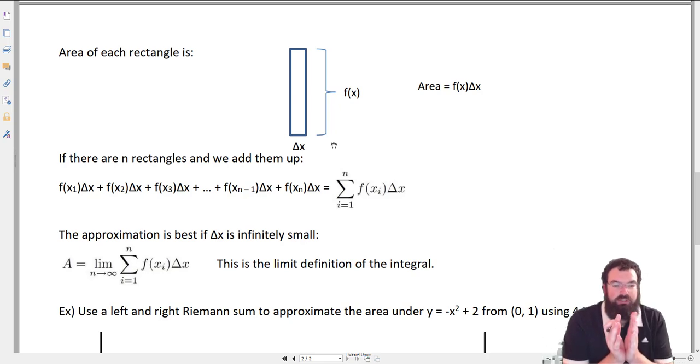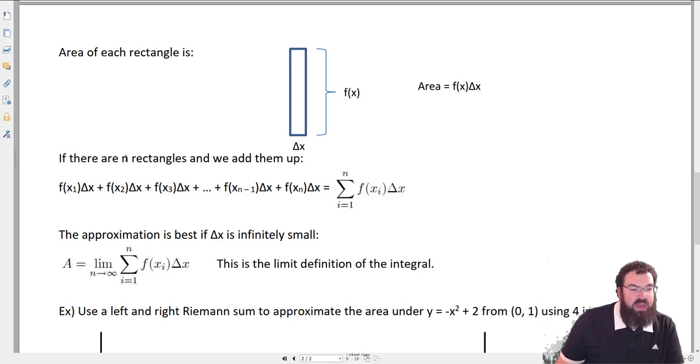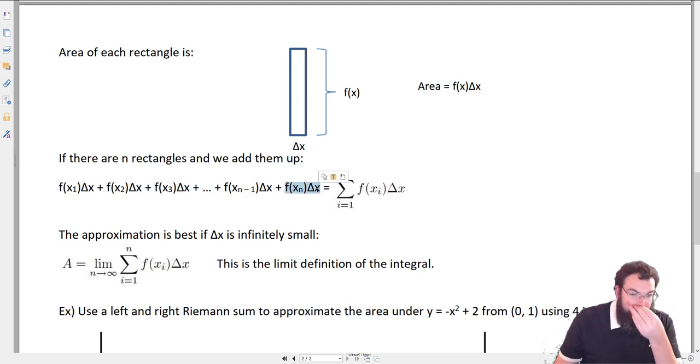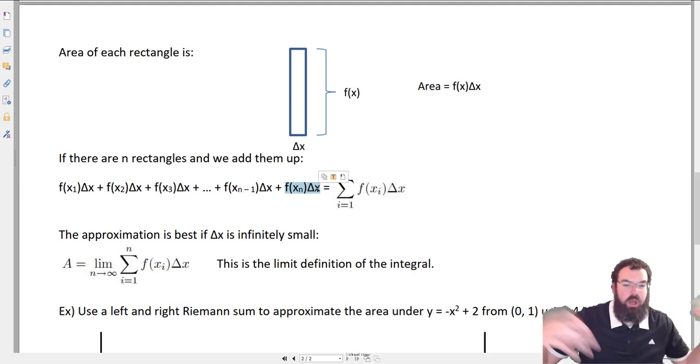If I have n rectangles, where n is just some number, I'm going to say f of x1, the first rectangle, times delta x, because every rectangle has the same width. So f of x1 times delta x, and so on, all the way until I get to f of x sub n minus 1 times delta x, and then f of x sub n times delta x. This is the last rectangle being made. It's n. There can be an infinite amount, there could be 100, there could be a million, whatever it is.